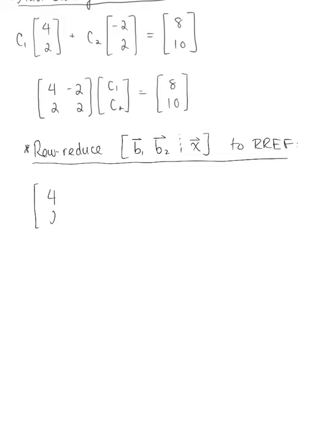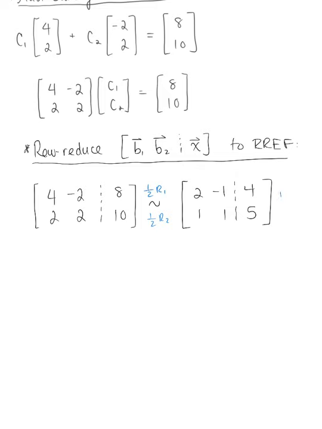We have 4, 2, negative 2, 2, and we're augmenting this with 8, 10. And we think, hey, we can simplify this. We could do 1/2 times the first row and 1/2 times the second row to get the equivalent matrix 2, negative 1, 4, and then 1, 1, 5. And for simplicity here, I'm going to interchange the first and second rows. And so this is equivalent to the augmented matrix 1, 1, 5, 2, negative 1, 4.